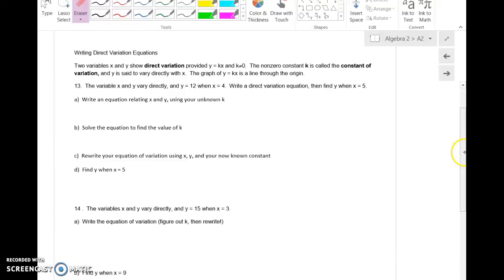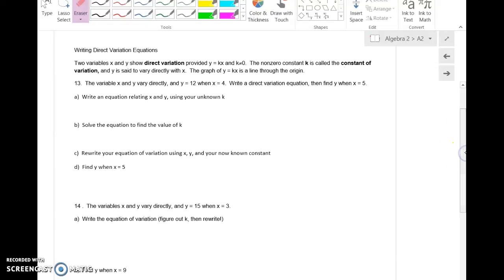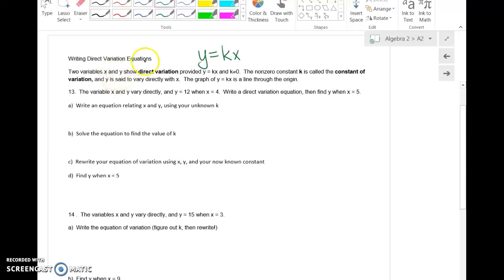Two variables x and y show direct variation when y equals kx and k does not equal 0. The non-zero constant k is called the constant of variation. There's two phrases you should look for. The first phrase is y varies directly with x.